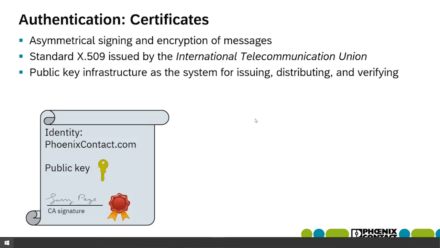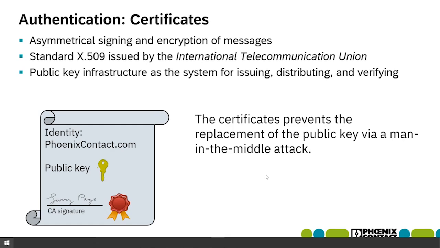Here's an example. Of course, it's not a real example, but you can see here. This is a certificate for the phoenixcontact.com website, and the issuer, in this case, Google, certifies that the public key in this certificate is really the public key of Phoenix Contact and not of somebody else. So the certificate prevents the replacement of the public key via a man in the middle. An attacker who listens and records the session is not able to replace the public key of Phoenix Contact with his own public key because he does not have the valid certificate.